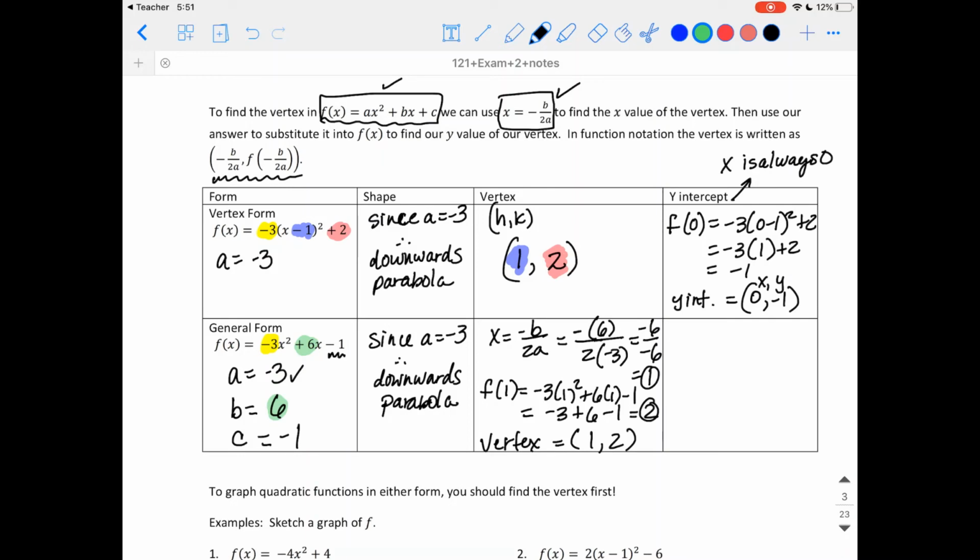In the general form, it'd be nice for us to see that this right here is going to be our y-intercept all the time. But if you don't see it, then again, you would do the same process. Wherever you see an x, you're going to put a 0. Zero squared is 0, times negative 3 is 0, plus 6 times 0 is 0, minus 1 is in fact negative 1. And so my y-intercept, my x is always 0, and my y value is negative 1.